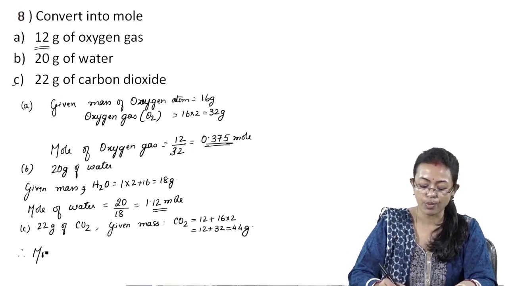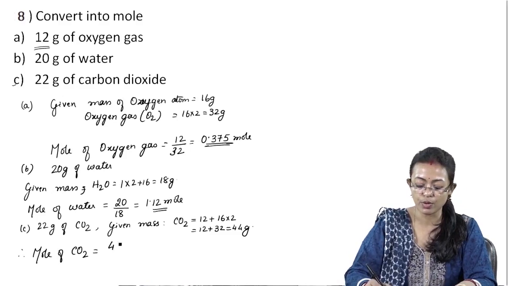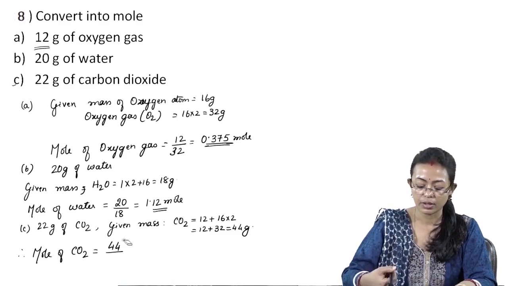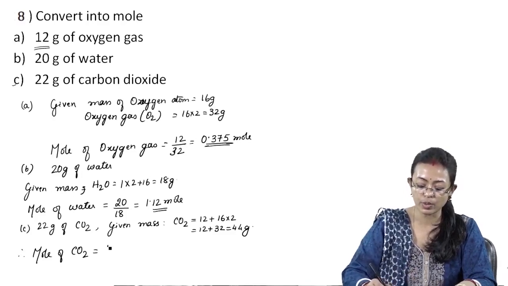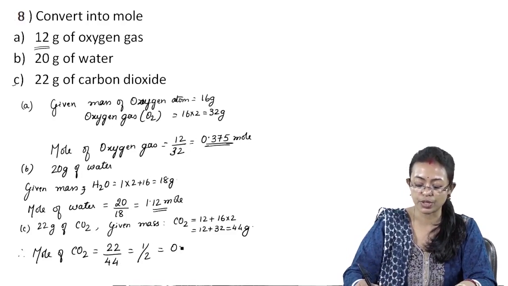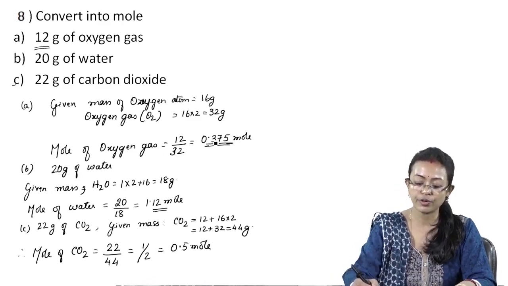Therefore, mole of carbon dioxide is equal to, not 44 divided by this, 22. What is it given? 22 divided by 44. That is 1 by 2, which is equal to 0.5 mole. Fine. So, you already got the answer.